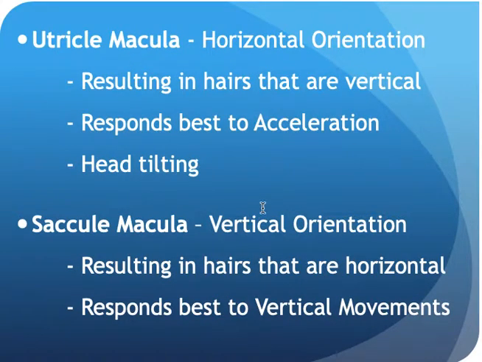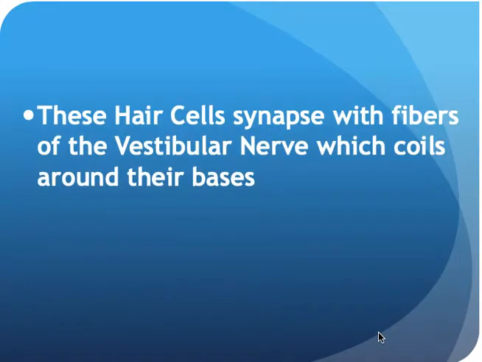Okay, so my utricle macula is going to be orientated in a horizontal orientation. So it's resulting in hairs that are vertical. This one's going to help me with responding to acceleration, okay? And my saccule macula is going to have a vertical orientation, and this is going to result in hairs that are going to be horizontal, and these ones are going to respond best to our vertical movement. So I'm just basically orientating these in different ways so that I can monitor this acceleration in a straight line, so up and down and side to side. But again, these ones are not rotation, okay? That's the most important thing to remember for the multiple choice questions.